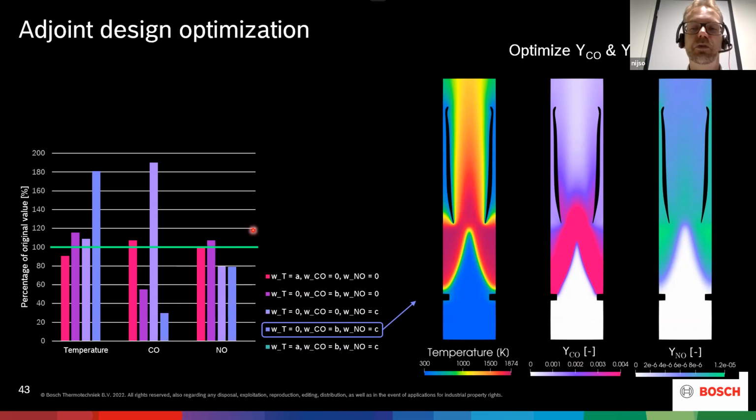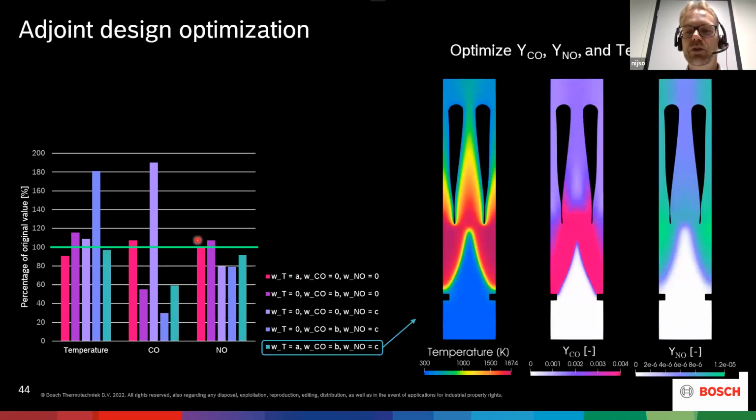Obviously, the temperature will be affected tremendously by this. So for this combination of weight factors that we have used, CO is reduced by 70%. NO is reduced by 20%, but at the expense of temperature, which is now 80% higher than the original geometry.